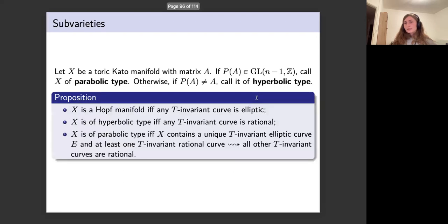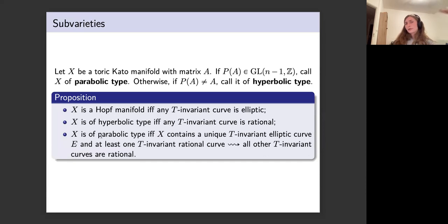Okay, and then again, this permutation matrix appearing in our metric will also tell you what sort of invariant curves you can get on your Kato manifold. So when I wrote here T invariant, I mean coming from the torus invariant things on the universal cover. You can describe exactly: your manifold is Hopf exactly when all of these invariant curves are elliptic. Your manifold is of hyperbolic type, which is the generic case, meaning that the permutation matrix is not so big, exactly when all the invariant curves are rational.